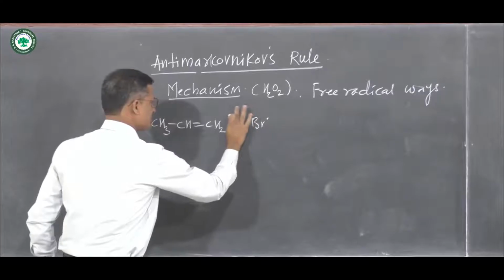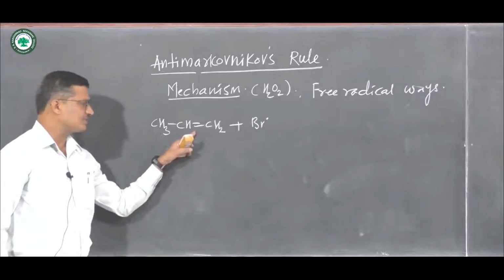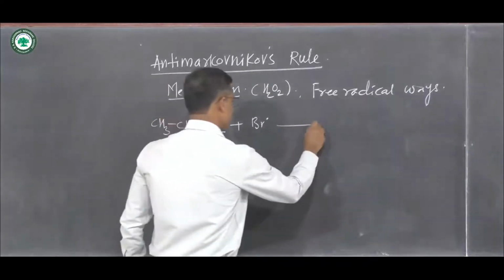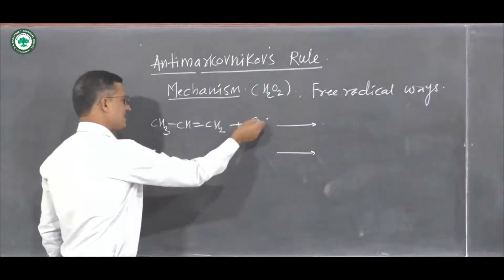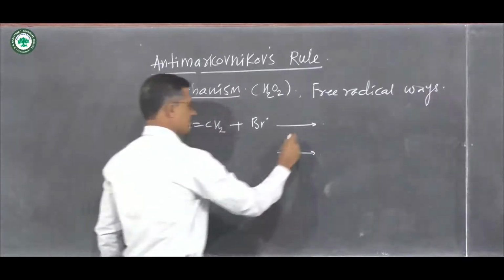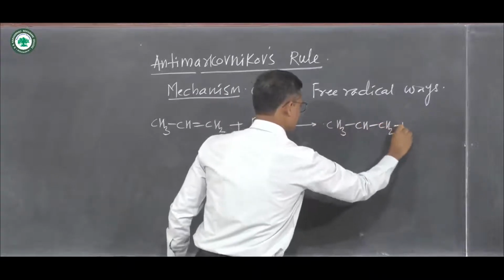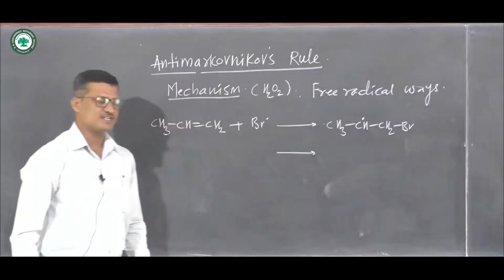After chain initiation, we get a Br radical. And actually this Br radical reacts with the carbon-carbon double bond. In such cases, two types of product formation take place. When this Br radical is added to the carbon-carbon double bond, then we get such a type of radical, a secondary radical.